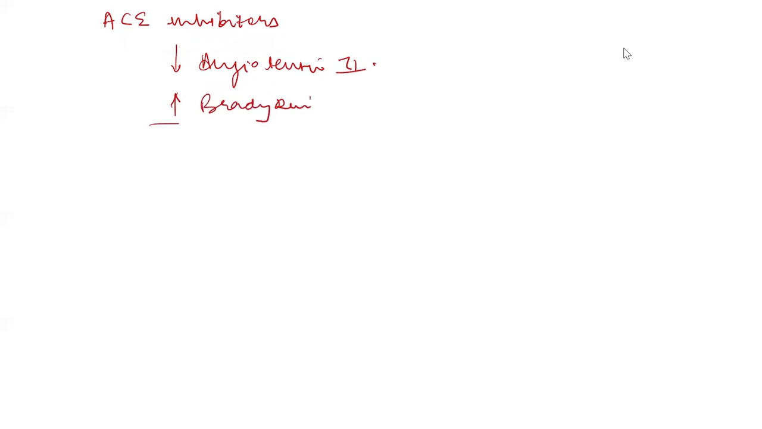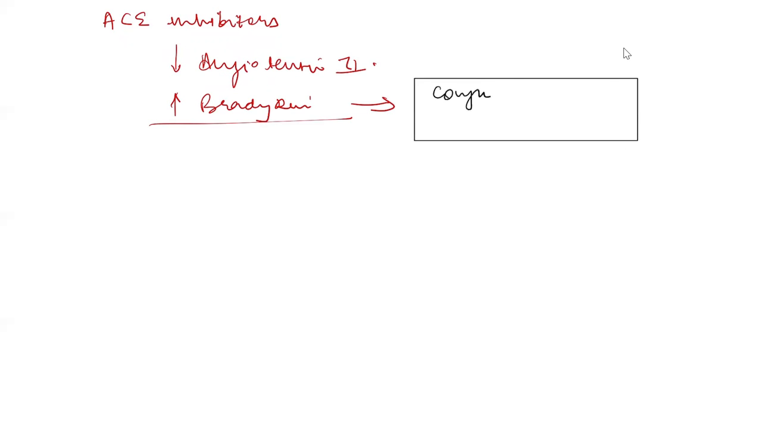First of all, we have the ACE inhibitors. We know that ACE inhibitors prevent the conversion of angiotensin 1 to angiotensin 2, leading to a decrease in angiotensin 2 level. It also increases the level of bradykinin, which is responsible for the side effects of cough and angioedema.